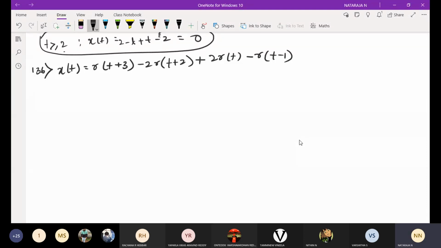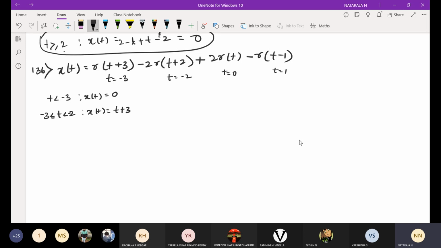See here, this will be from t is equal to -3, t is equal to -2, t is equal to 0, t is equal to 1. What you will get? For t less than -3, x of t will be 0. Then from -3 to -2, -3 less than or equal to t less than -2, x of t is equal to t plus 3.